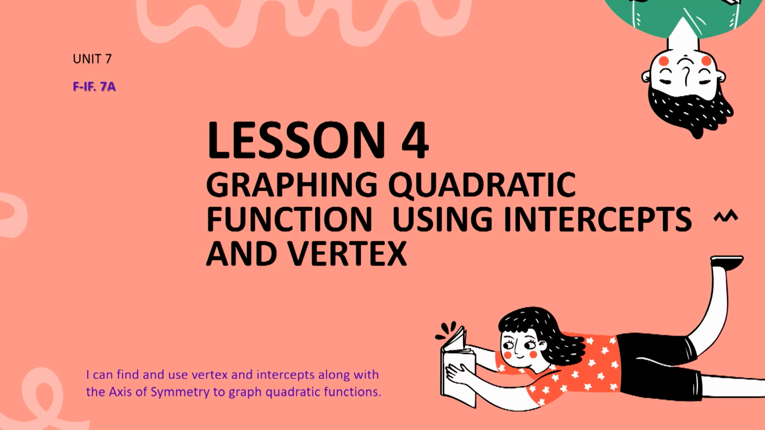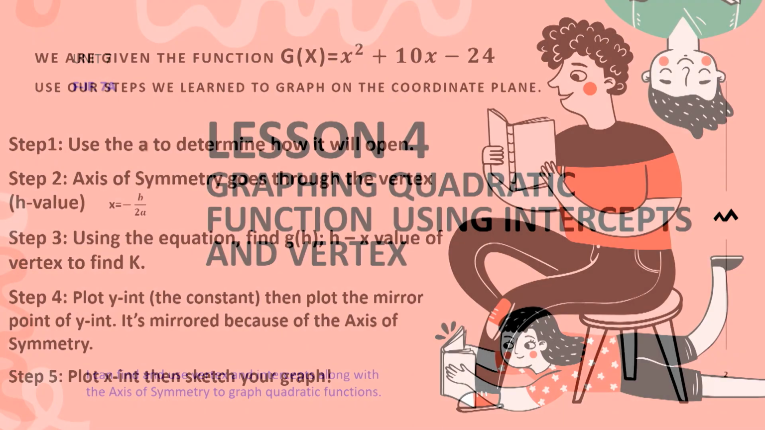I'm looking at F, I have 7a. I can find and use vertex and intercepts along with my axis of symmetry to graph quadratic functions. So let's go ahead and dive into this.